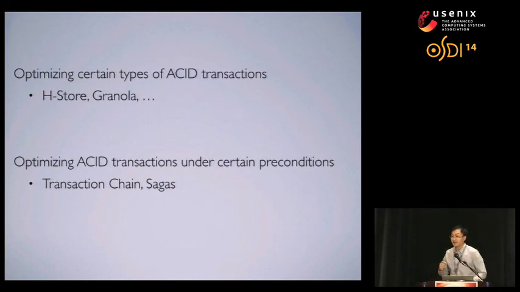I will answer the question in two parts. The first part is that there is a bunch of related work that tries to increase the concurrency of ACID transactions. It can be divided basically into two types. The first type tries to optimize a specific type of transaction. The second type tries to optimize general transactions, but you need to satisfy certain conditions. Our approach is more generally applicable. This is the first part of the answer.